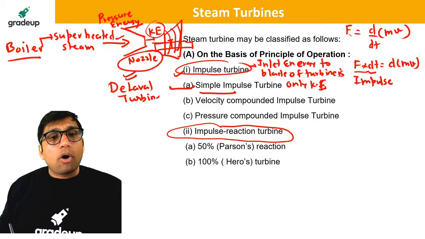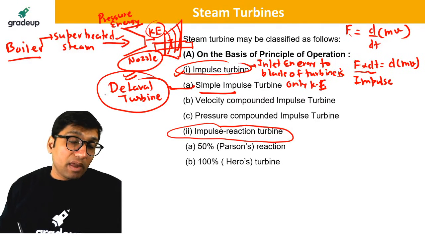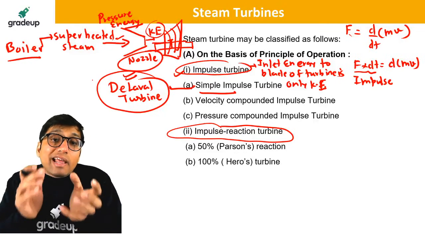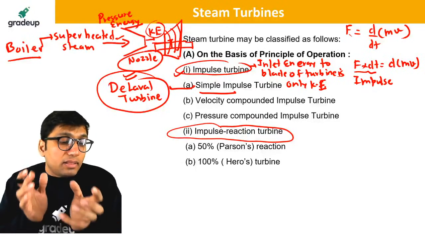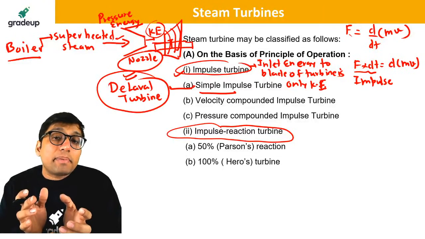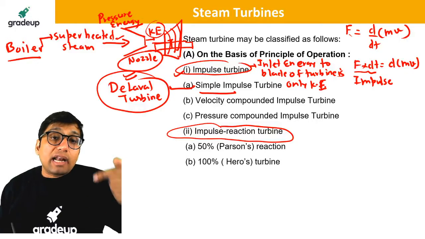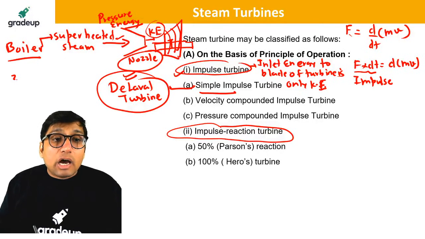Okay, but the main problem of a simple impulse turbine is that all the pressure energy is converted into kinetic energy in the nozzle. Because of that, it gives you a very high kinetic energy. A very high kinetic energy will be received by the blades of the turbine, and those blades will rotate at a very high rotation speed of 30,000 rpm.